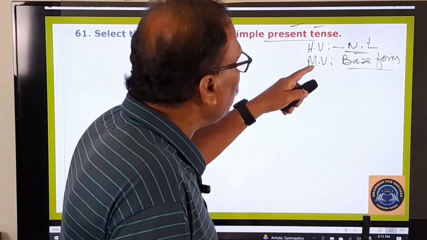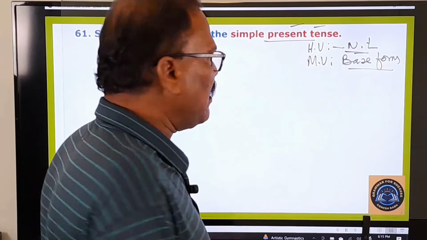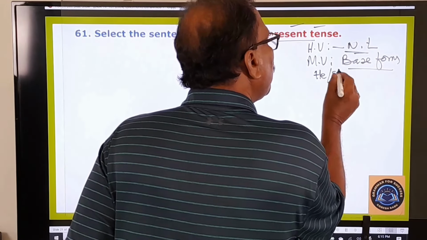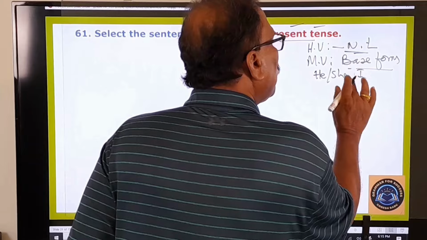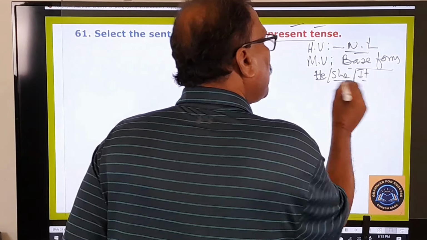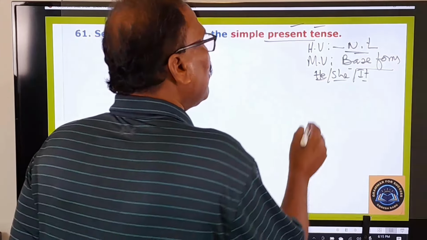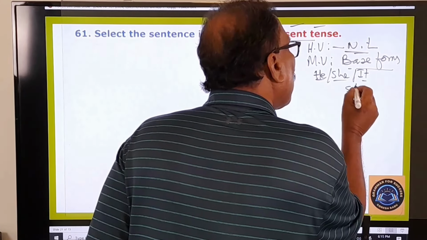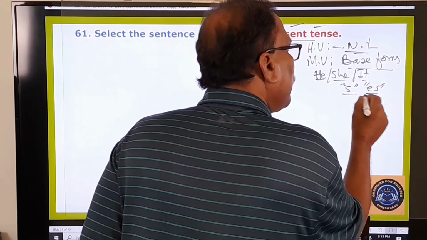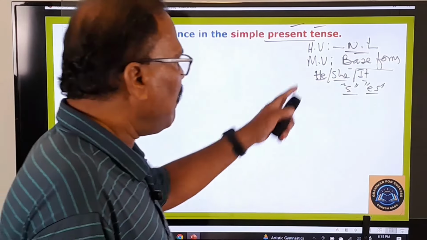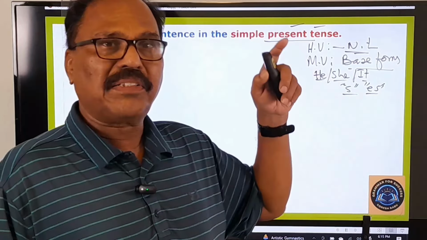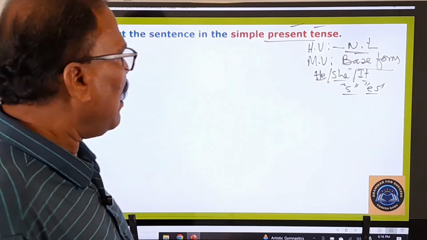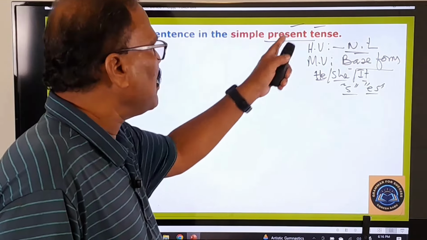Another important feature of the simple present tense is in the third person singular. What is the third person singular? He, she and it. These are called third person singular, and the verb in these three persons will take s or es after it. This is very important. These are the important features of the simple present tense.